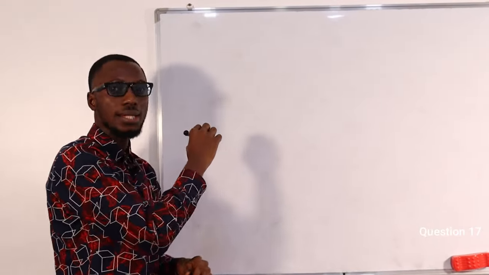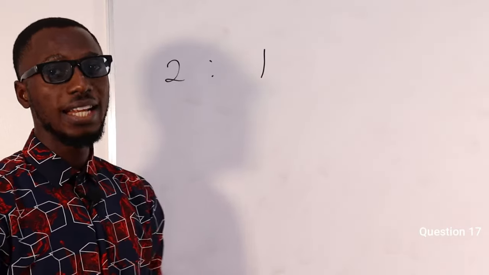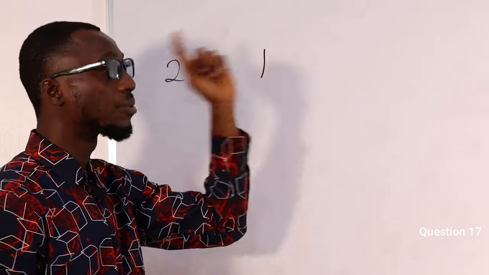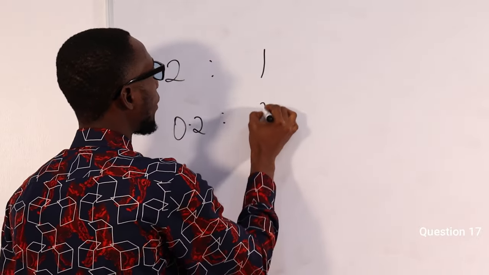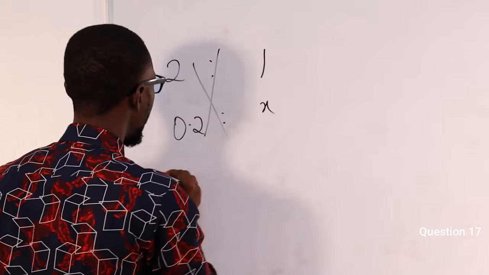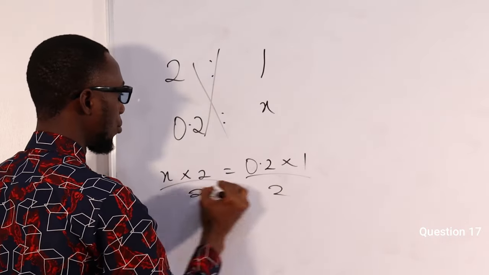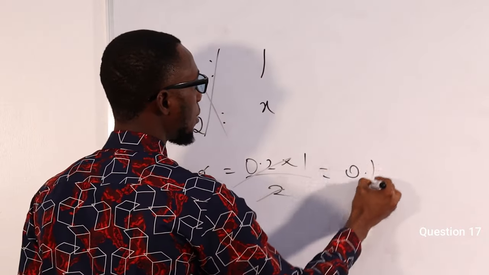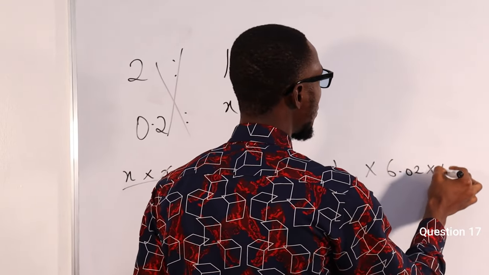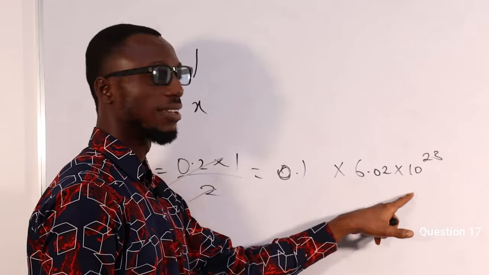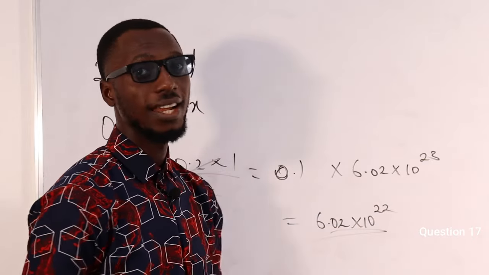So we can see from the reactant side, 2 moles of HCl producing 1 mole of carbon(IV) oxide. If you check the number of molecules on the product side, we are told that 0.2 of HCl. So we cross multiply: x times 2 equals 0.2 times 1, dividing both sides by 2. What we are going to have is 0.1. So recall Avogadro's constant, that is 6.02 times 10 raised to the power 23. By the time you multiply this by this, what you should have is 6.02 times 10 raised to the power 22. So this is your final answer.